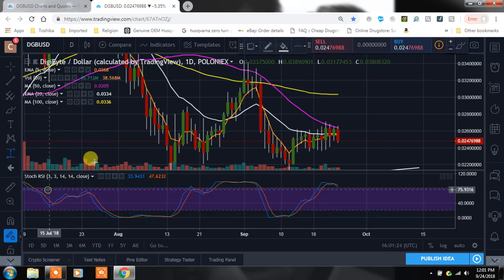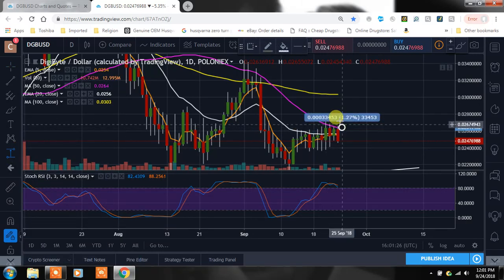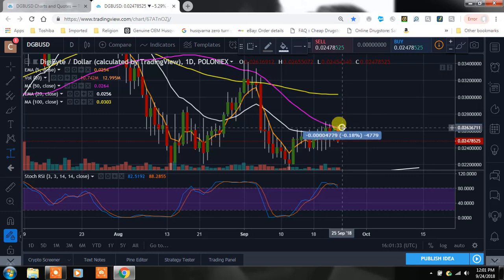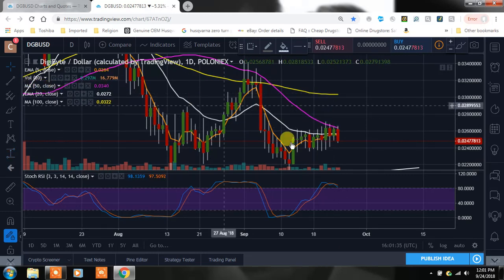Because you've got to take this percentage here. So even look, if we could close above the 50 and say we even bounce off the 100-day moving average right there, that's a 15% gain that you can make, guys. So I want you to really pay attention to that type of stuff.